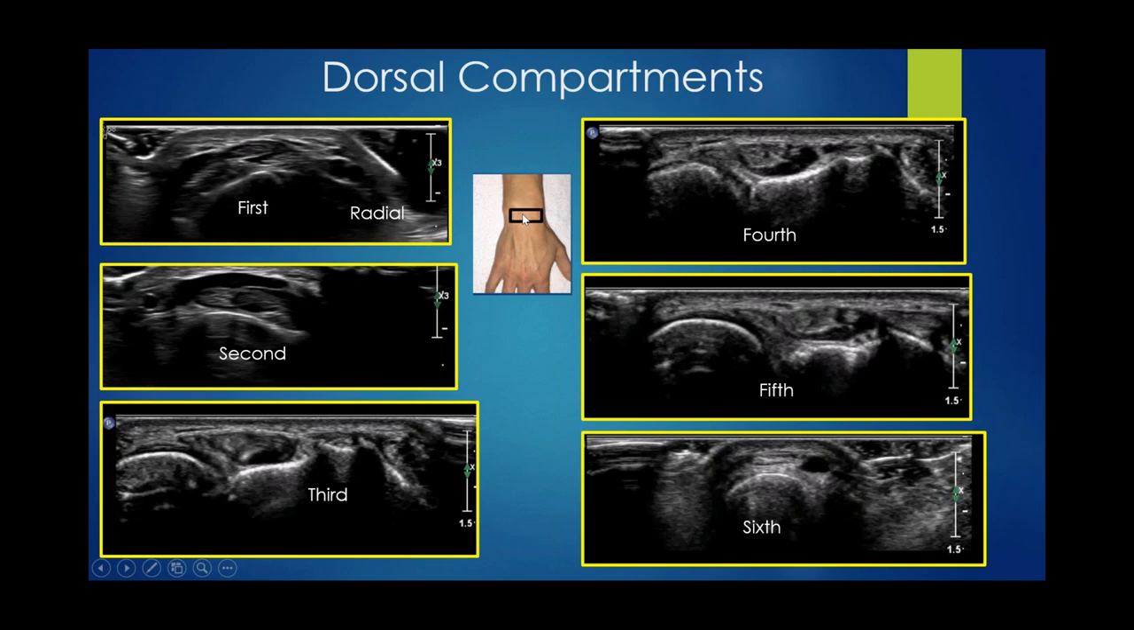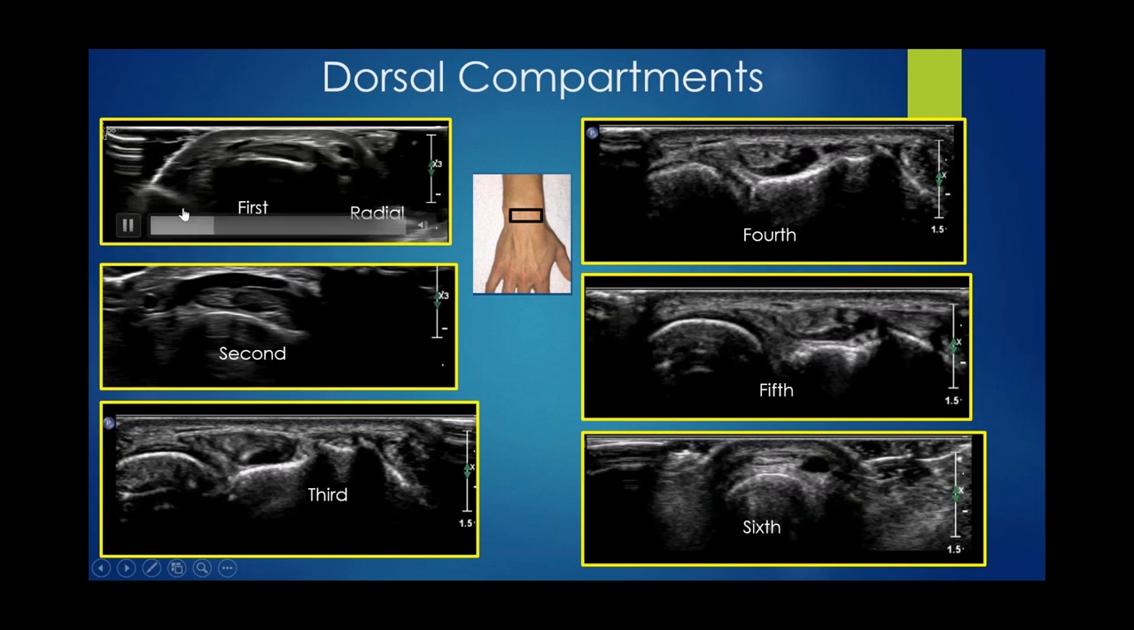Here we would move the transducer all the way to the radial side of the forearm to look at the first dorsal compartment. Again, that houses the abductor pollicis longus and extensor pollicis brevis tendons. The right of the screen here is radial, left would be ulnar. This is the abductor pollicis longus and extensor pollicis brevis tendon adjacent to one another, overlying the radial styloid process here.